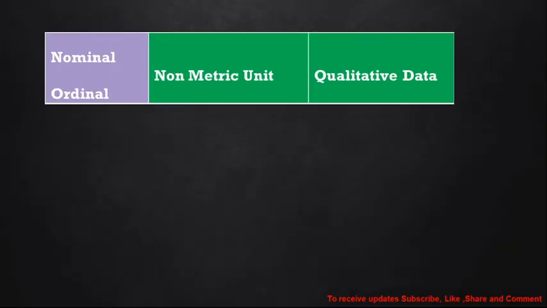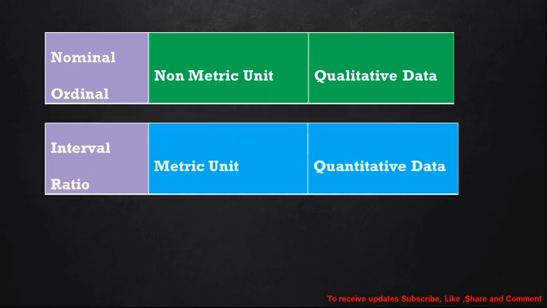We have seen that in the nominal scale and ordinal scale, we do not have any metric unit. That means we are not measuring in centimeters or kg. So, we call this data qualitative data. While in the interval and ratio scales we use metric units like centimeter and kg. Such data we call quantitative data. So, there are two data types, qualitative data and quantitative data.